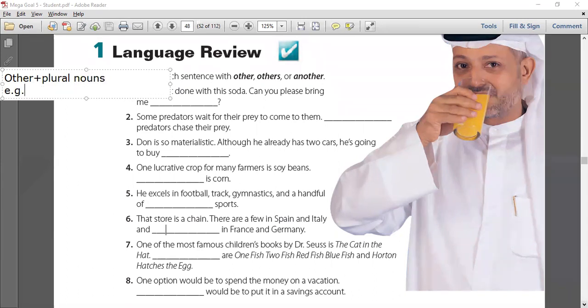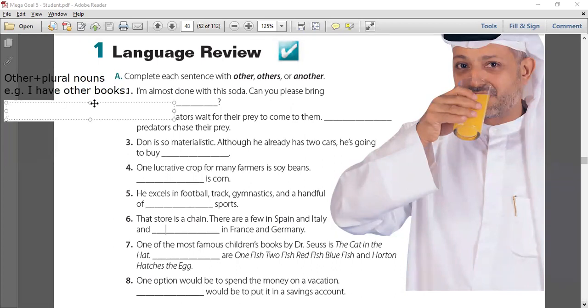An example for that is I have other books. As you saw in the exam, the question would be about what is the noun that I put here. Is it singular or plural? How are you going to decide that? According to the word before it. If it was other, then you're going to make the noun plural or choose the plural noun. If it was others, it's going to be a whole word as it is, like an object. Now let me show you something here for you.